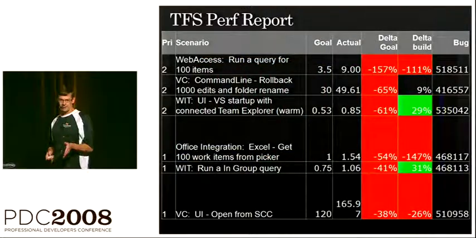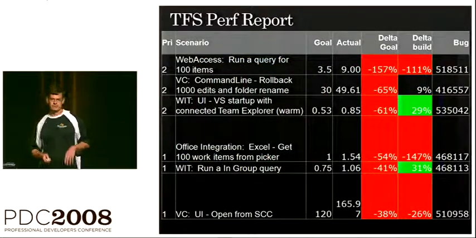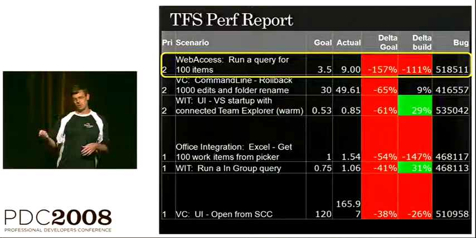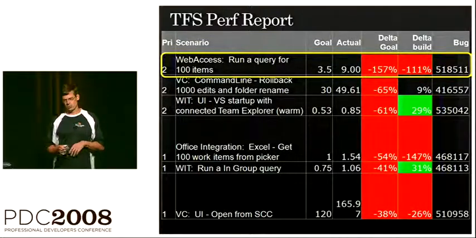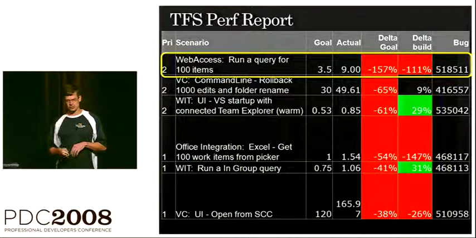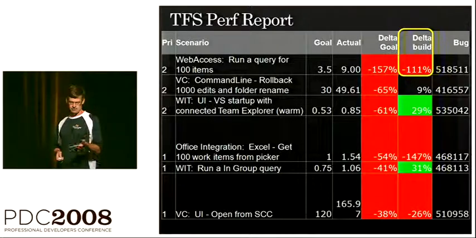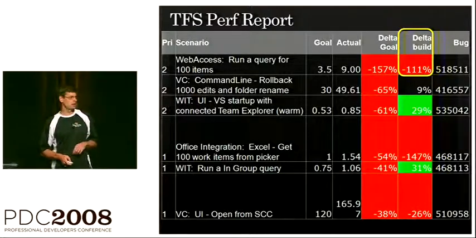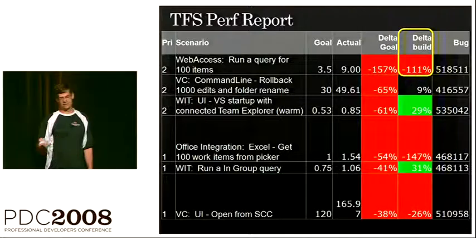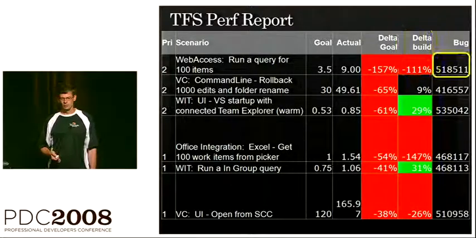Okay, so drilling into one of those bars, we can pull up and see for a given scenario why it's failing. These are sorted by delta to goal, so you can see there's a delta to goal and a delta to build column. Right here we can see this particular scenario regressed 111% from the last run. And so we'll go ahead and file a bug on that.